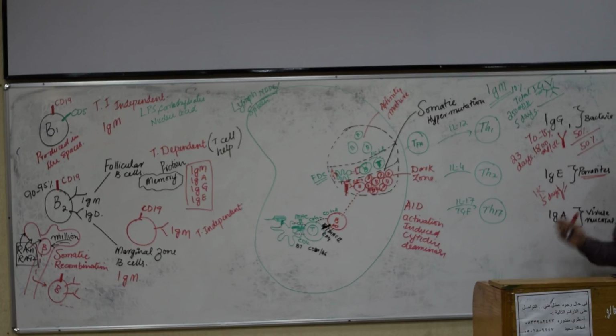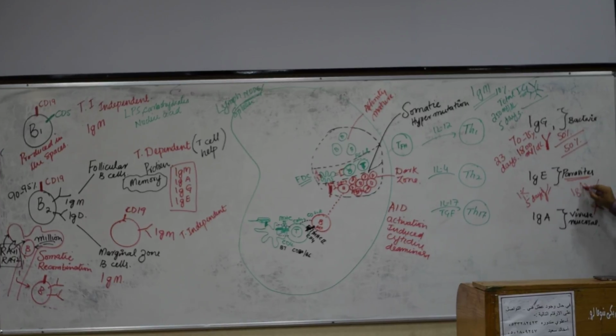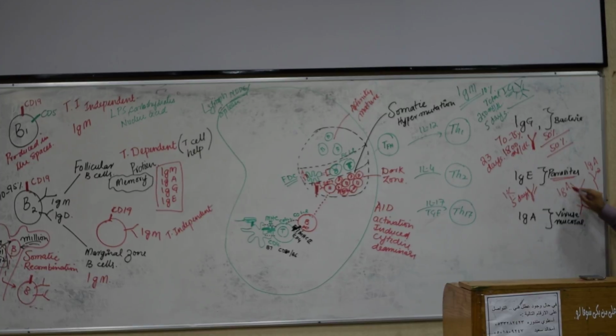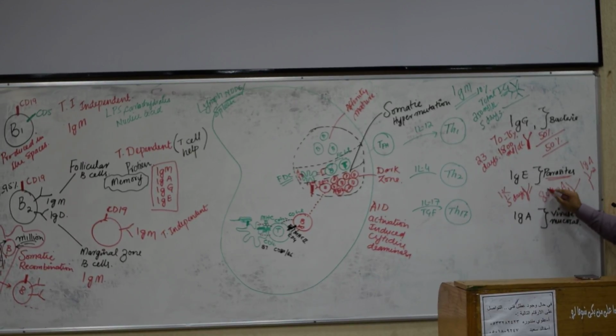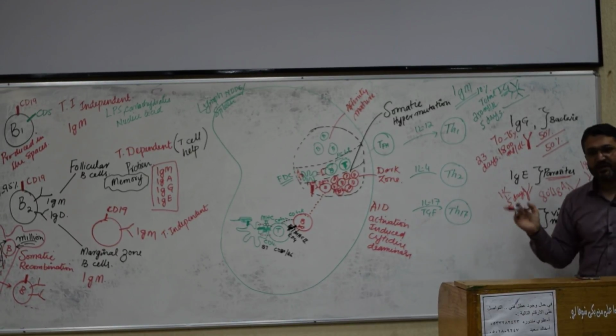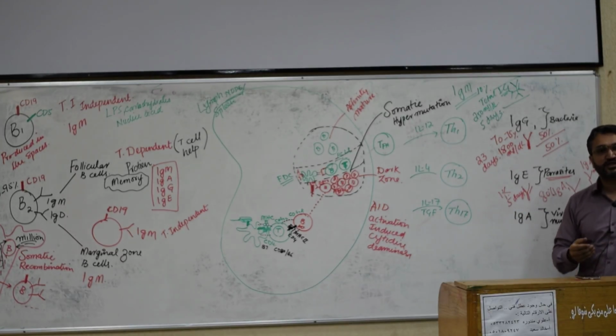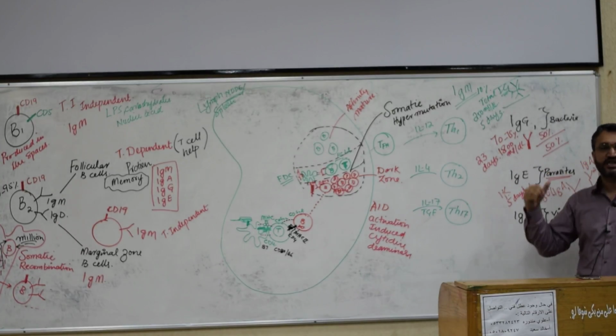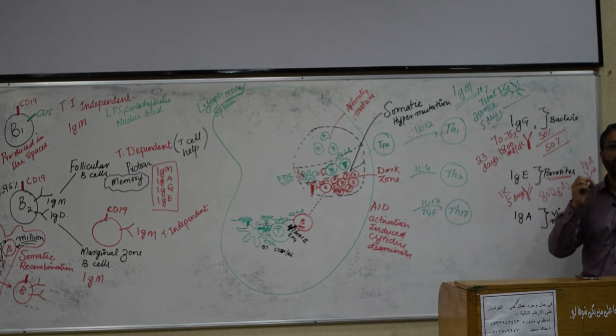IgA immunoglobulin is a little different from these 4 classes. It has got 2 types. One is dimeric, so 2 structures joined together, it is called IgA1. Another one is monomeric, it is called IgA2. 80% is IgA1. And what is special about it? It is present in all the secretions. So tears, saliva, mucosal secretion, breast milk, and wherever there are secretions, IgA is produced, and also all the mucosal surfaces.